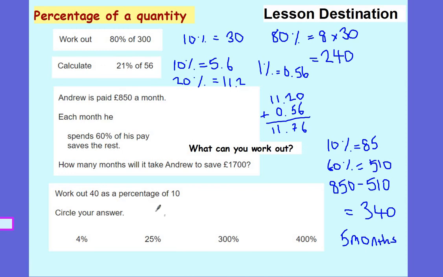And finally, 40 is a percentage of 10. This is a tricky one. So 100% of 10 is 10. 200% of 10 is therefore 20. 400% of 10 is 40. So the answer you were looking for was 400%. Well done if you got that right.